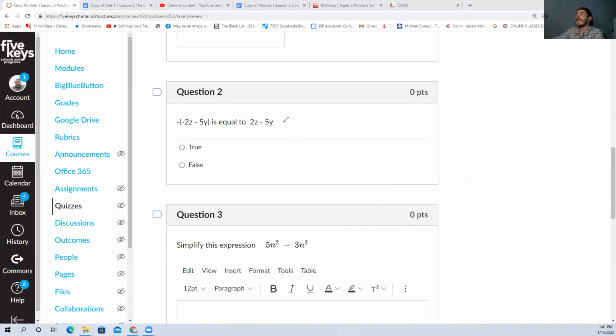Okay, we have negative 1 times quantity, negative 2z minus 5y. Okay. I'm going to rewrite is equal to 2z minus 5y. The answer is false, but let's look at why. I'm going to rewrite the first part here, the first part of the equation.